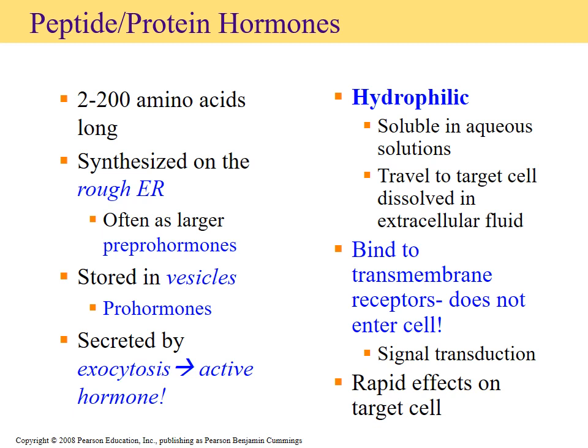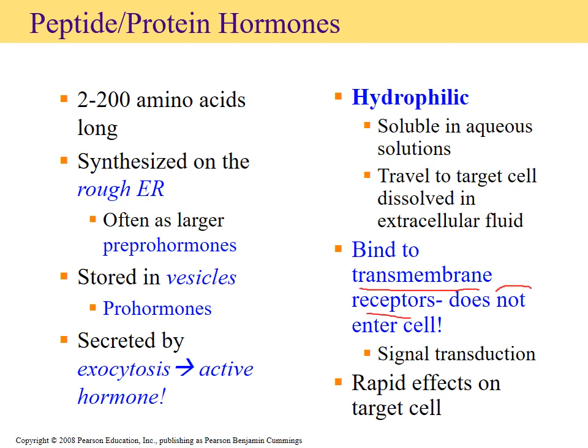And from that point on, what we see is that the vesicles will do exocytosis. They will exit the target cells. And because peptide hormones are hydrophilic, they can freely travel into the bloodstream until they get to their target cell. When they get to the target cell, they will bind, remember, to the transmembrane receptors.